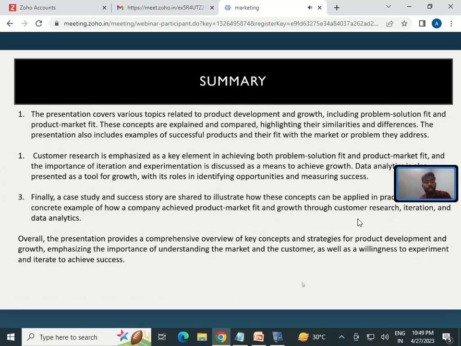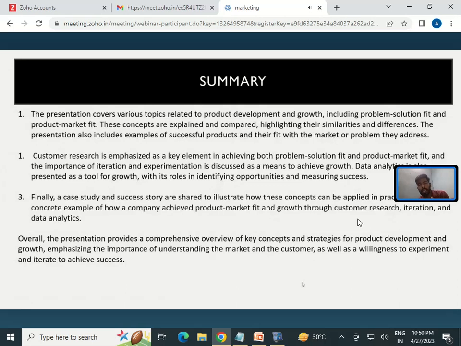Customer research is emphasized as a key element in achieving both problem solution fit and product market fit. Then the importance of iteration and experimentation. This is how you make your solution better, your product more effective and more optimized, after doing the research and analysis. This is discussed as a means to achieve growth. Data analysis is also presented as a tool for growth.